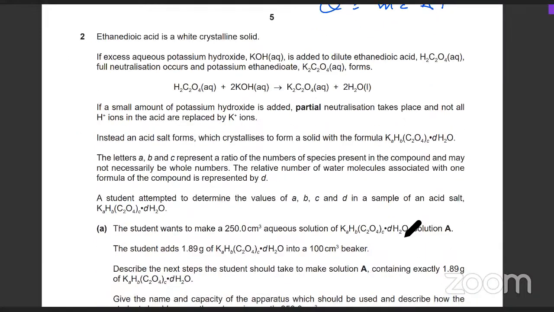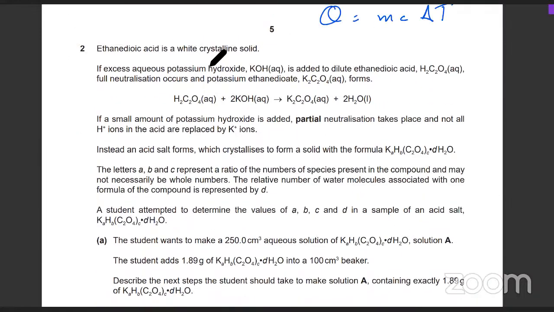Now, next question: ethane dioic acid is a white crystalline solid. With an excess of aqueous potassium hydroxide, there's a reaction between ethane dioic acid and KOH, and potassium ethane dioate forms, which is also aqueous. If a small amount of potassium hydroxide is added, partial neutralization takes place and not all of the H+1 in the acid are replaced by K+1 ions.